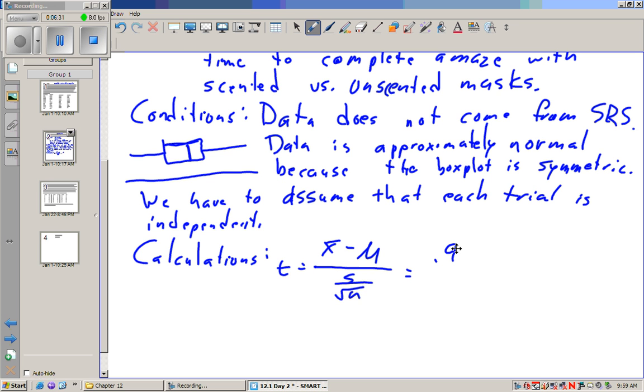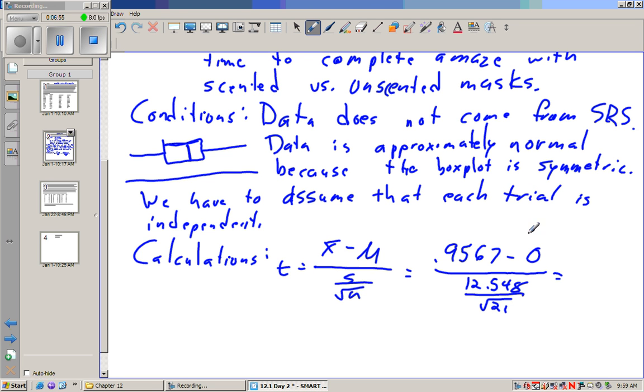Alright, so the mean is 0.9567 minus our null mean of 0, divided by s, which I got 12.548, over the square root of 21.